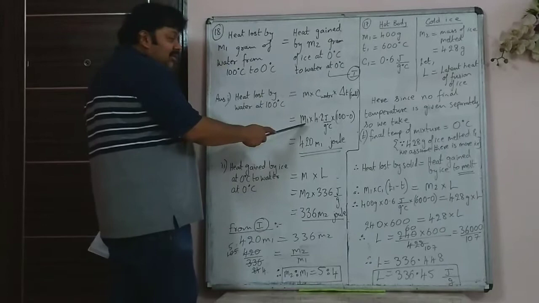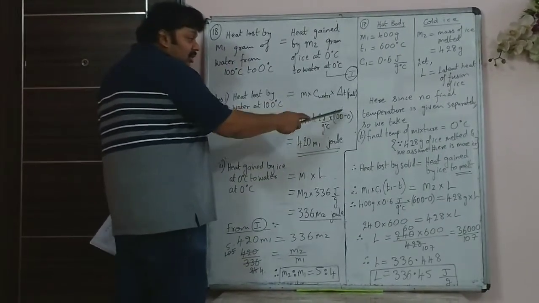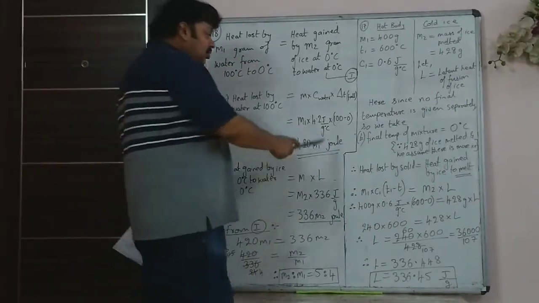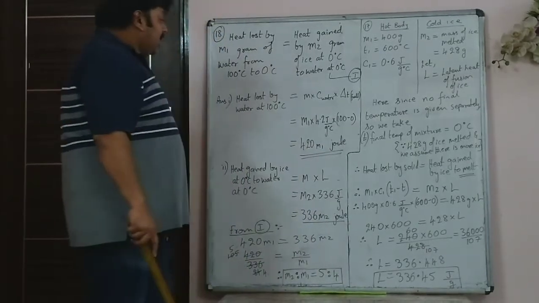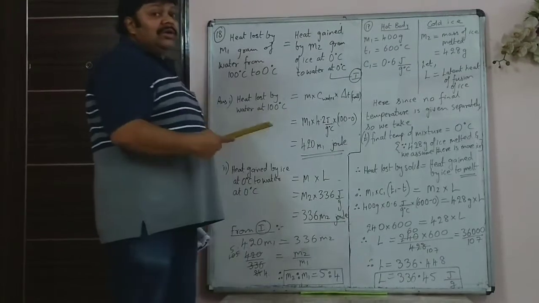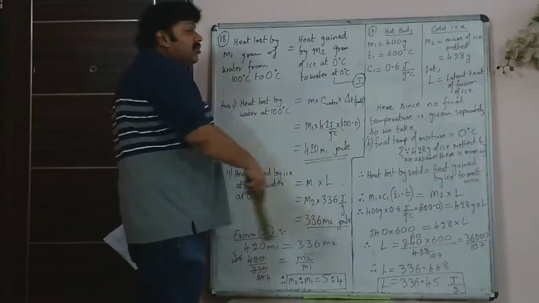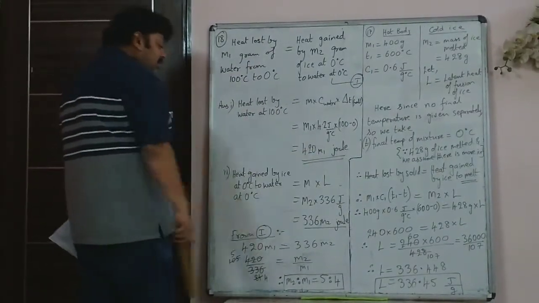Mass of water was M1, specific heat capacity of water is 4.2, and falling temperature is 100 minus 0, that is 100. So 420 M1. That is the heat equation for the amount of heat lost by water at 100 degrees Celsius to bring it to water at 0 degree Celsius. That's the first answer.